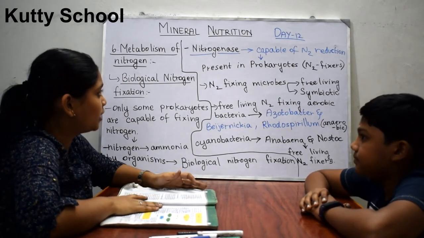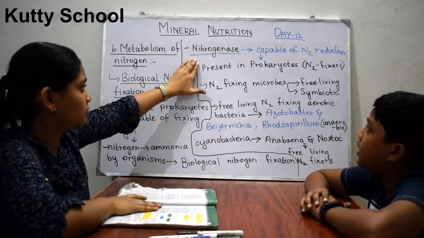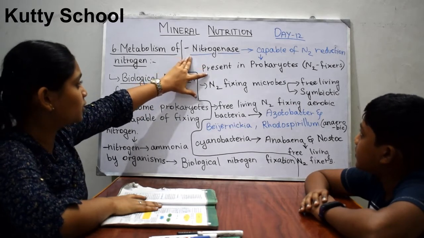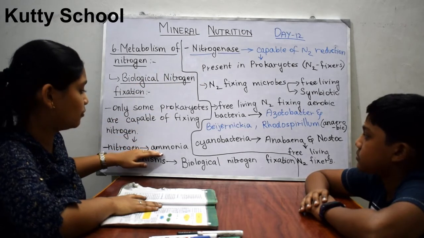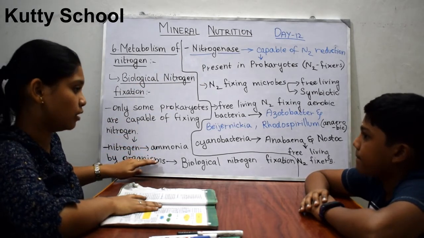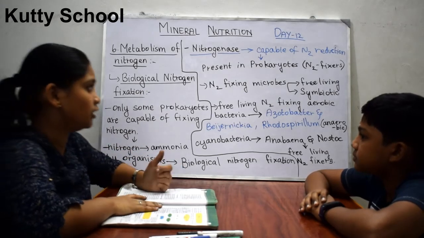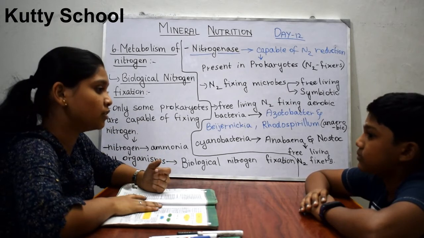The enzyme nitrogenase is capable of nitrogen reduction. The enzyme nitrogenase is present only in prokaryotes, so only they can fix nitrogen. It can convert nitrogen to ammonia because of the enzyme nitrogenase. These prokaryotes which fix nitrogen are also known as nitrogen fixers.